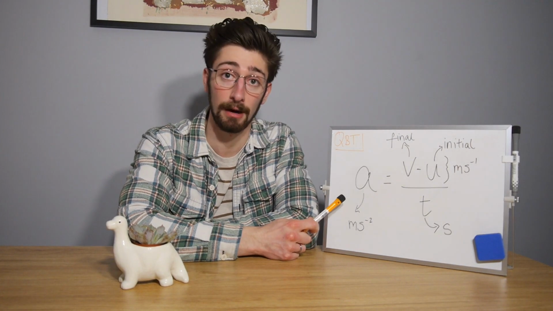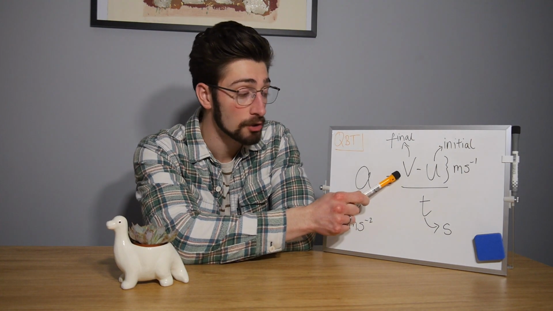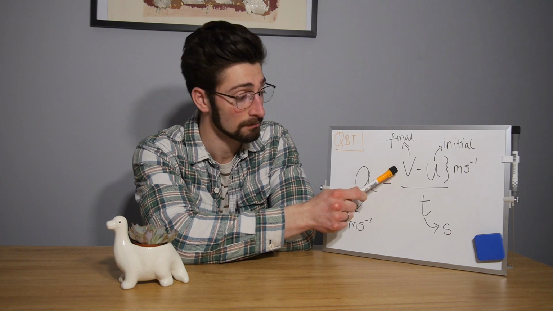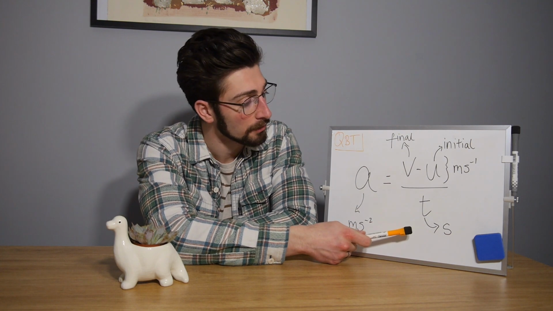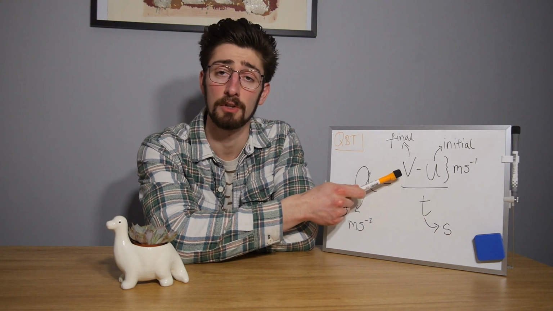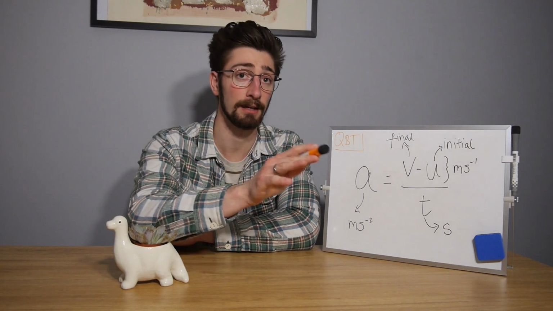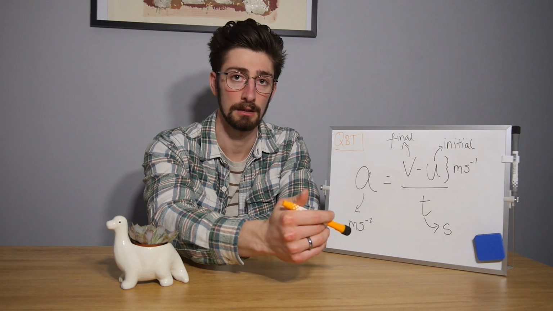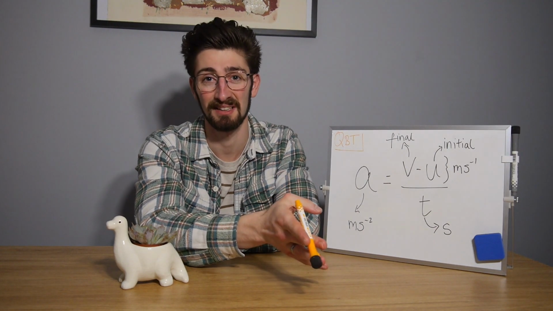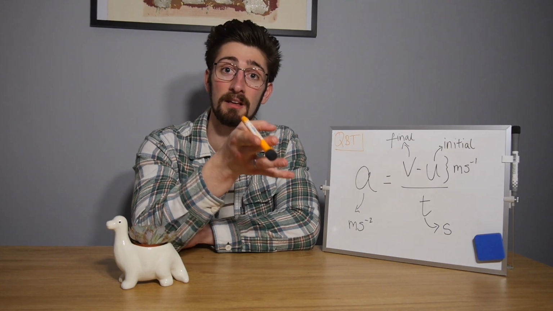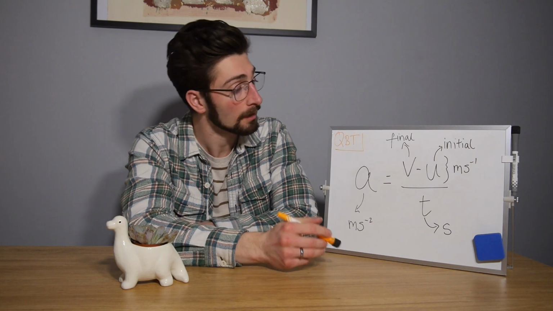So A is our acceleration, and acceleration simply refers to the rate of change of velocity over the time that happens in. V refers to an object's final velocity. So if a car is traveling and it's accelerating and then it reaches 70 miles an hour or 30 something meters per second, then that means that its V is about 70 miles an hour.